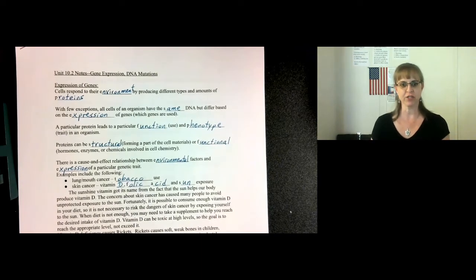Today we'll be covering two topics. First, we'll talk about gene expression. Then we'll take a look at DNA mutations. First of all, genes are expressed when they are displayed in physical traits.